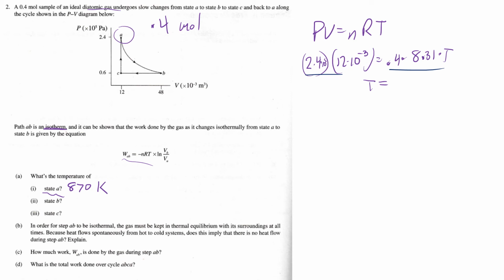So for state B, it's going to be 0.6 times 10 to the 5 times 48 times 10 to the minus 3 is equal to 0.4 times 8.31 times T. So solving for T on this one, you're going to get 870 K. I know what you're thinking. It's the same. And yes, it is the same.